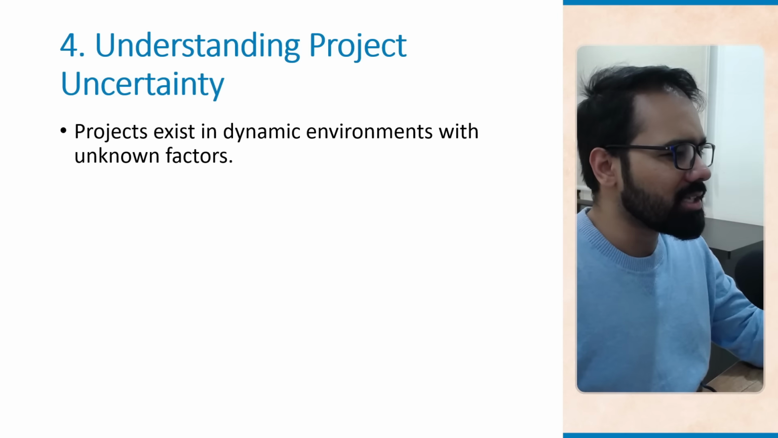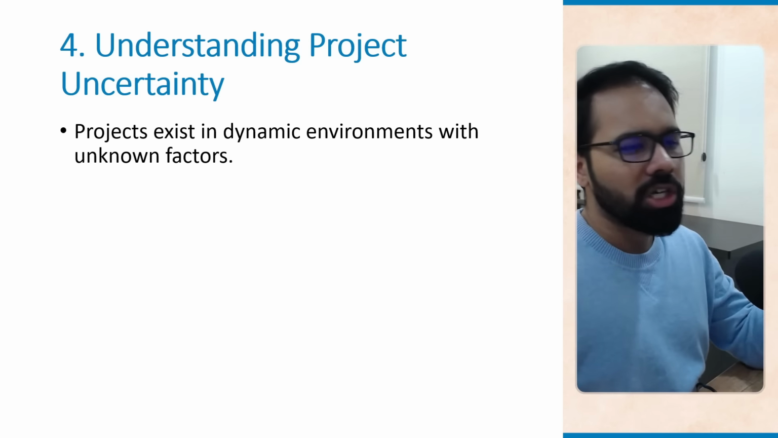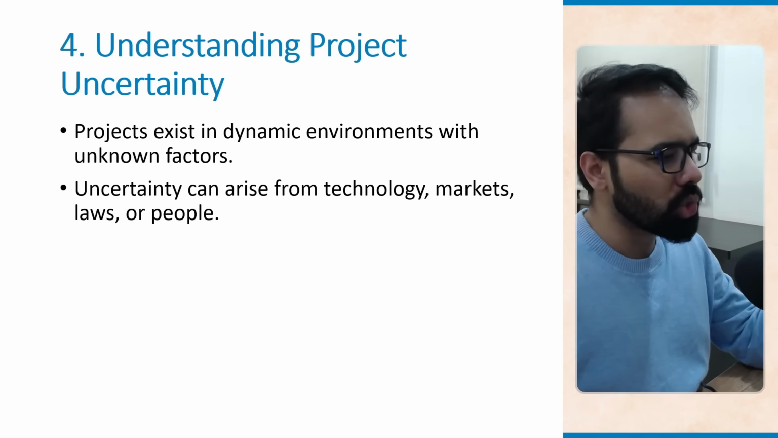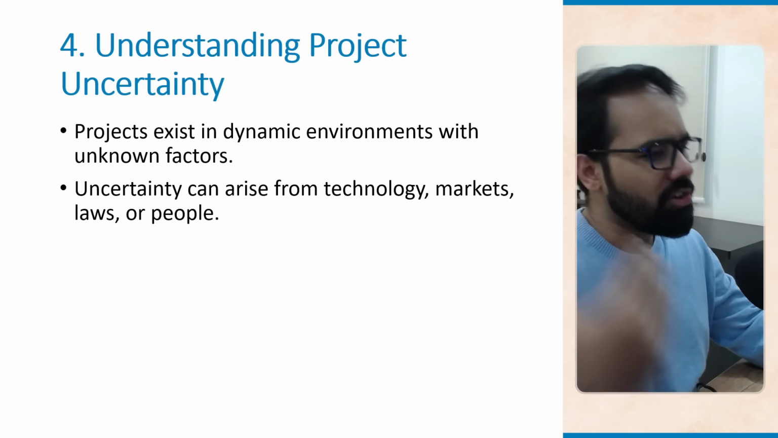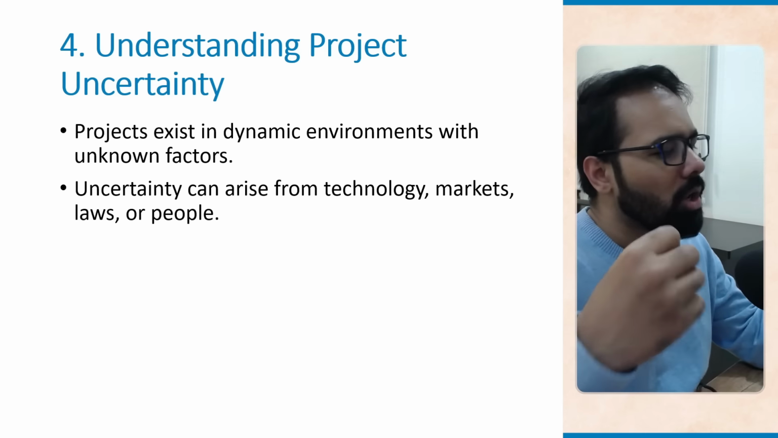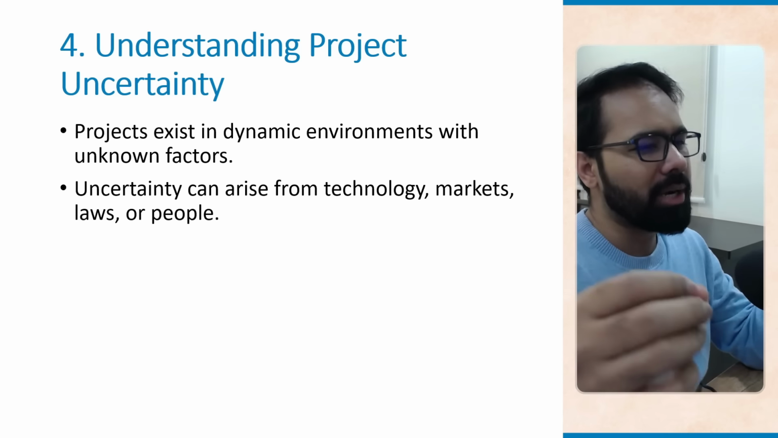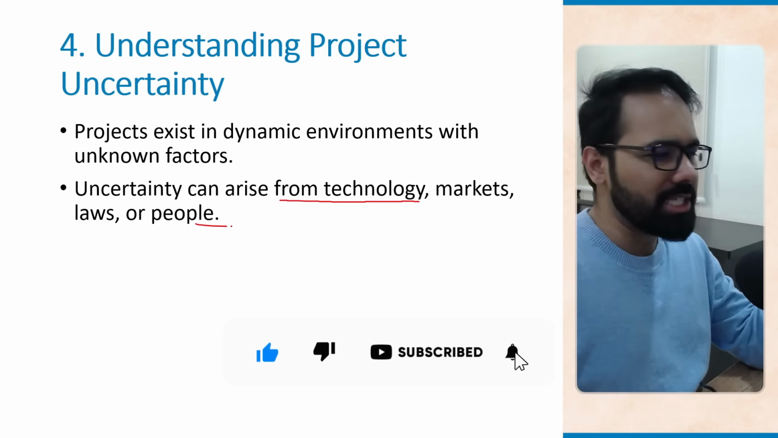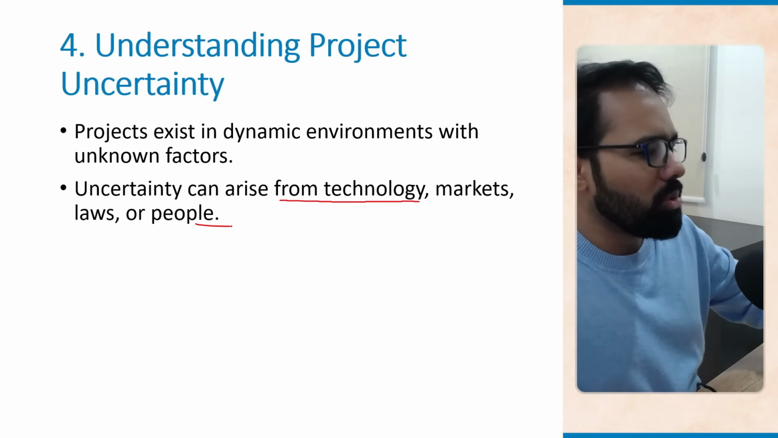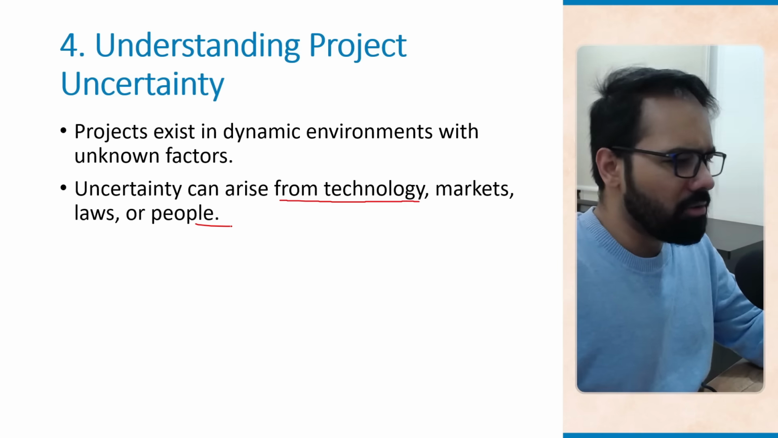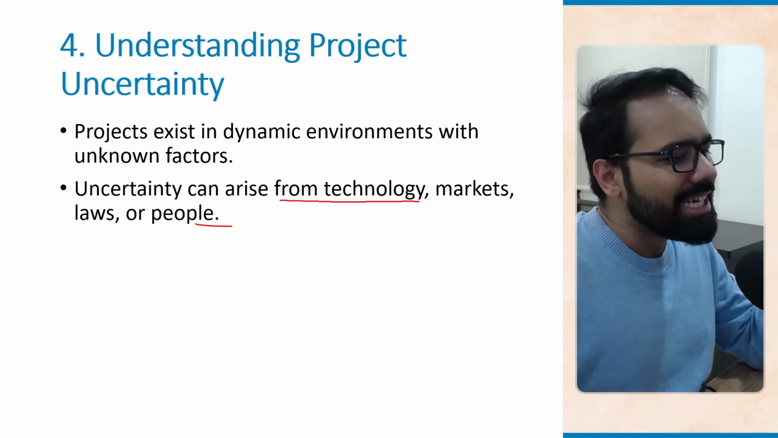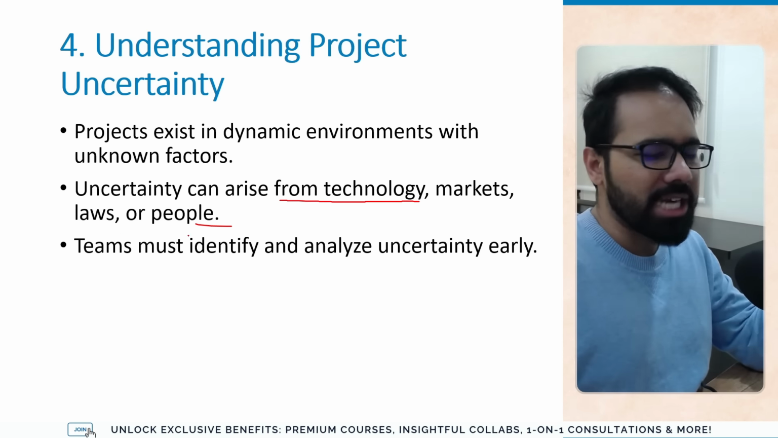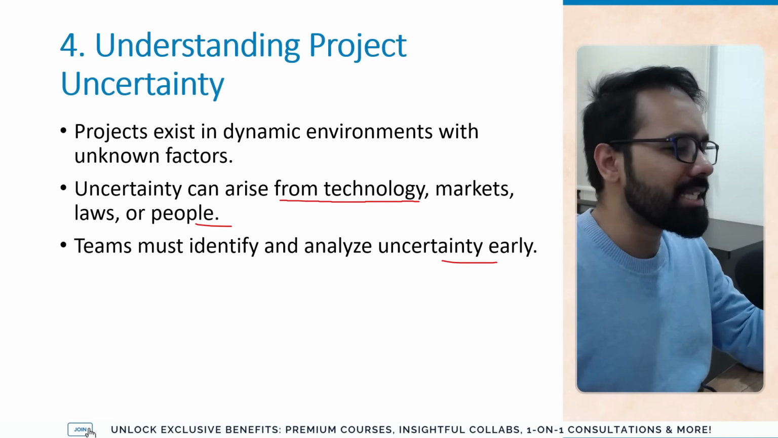It is going to face uncertainty from changing user needs to sudden server issues and whatnot. Uncertainty can arise from various sources like new technologies, shifts in market demand, legal changes, or even differing team interpretations. Now, as an example, a new data privacy law that the government just introduced might suddenly change how you store your customer data. Teams must identify and analyze uncertainty early.